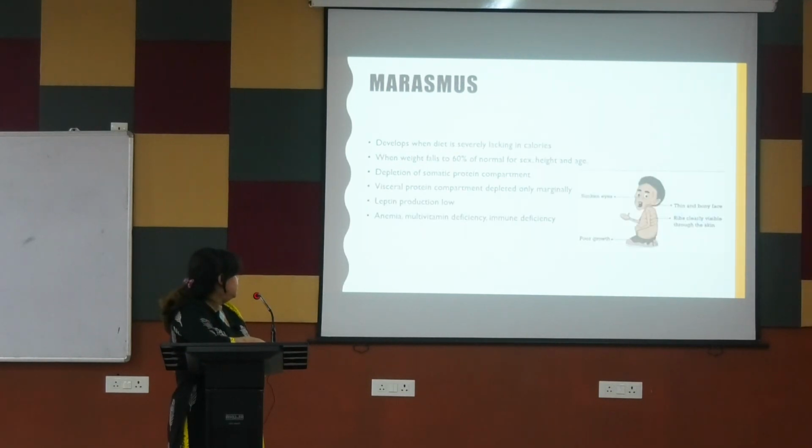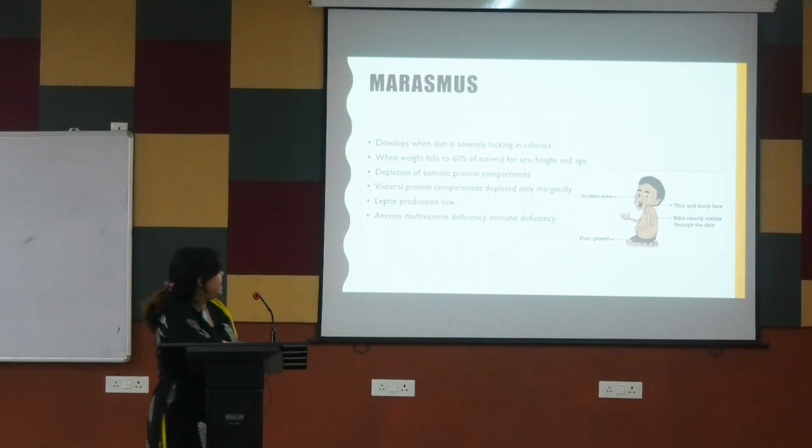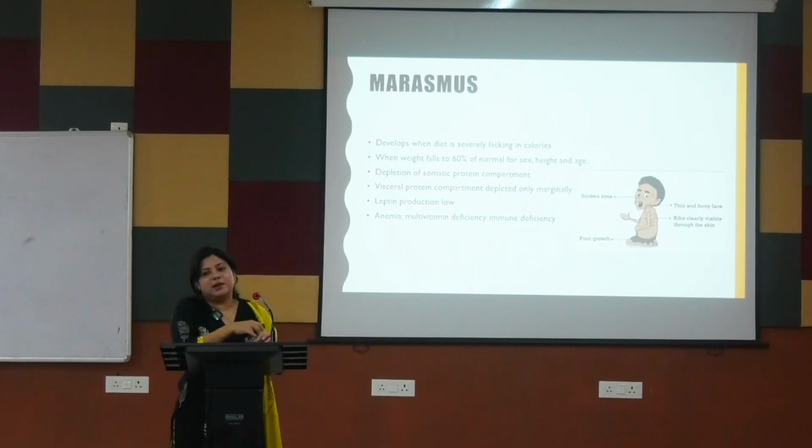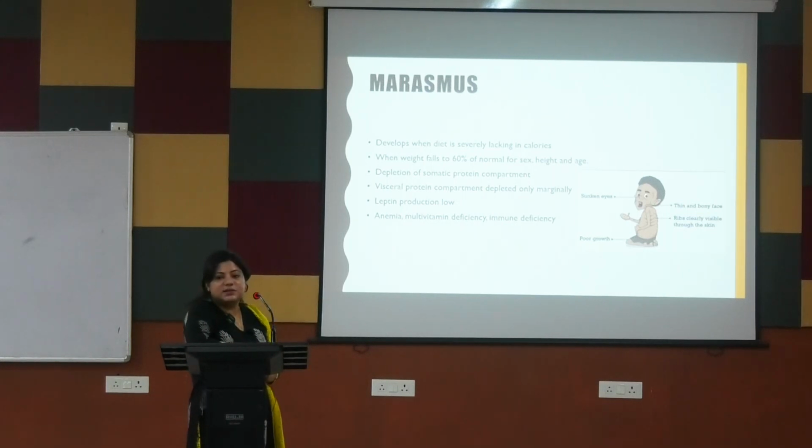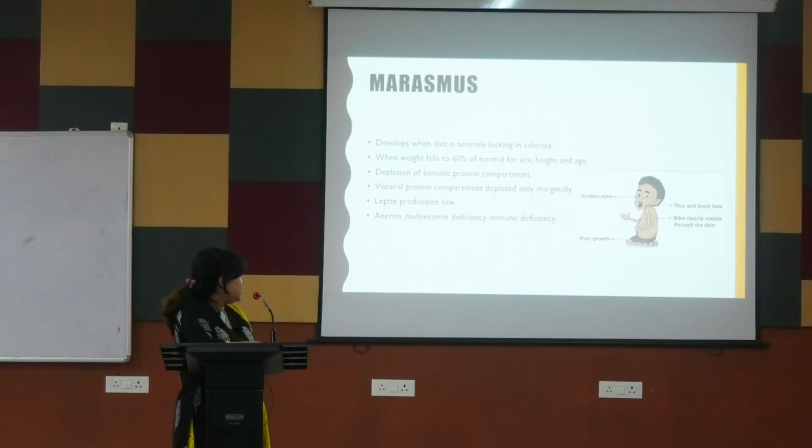So marasmus develops when the diet is severely lacking in calories, right? The child is getting very little food, not getting to eat at all. When weight falls to less than 60% of normal for sex, height and age, then we diagnose it as marasmus. There is depletion of the somatic protein compartment.